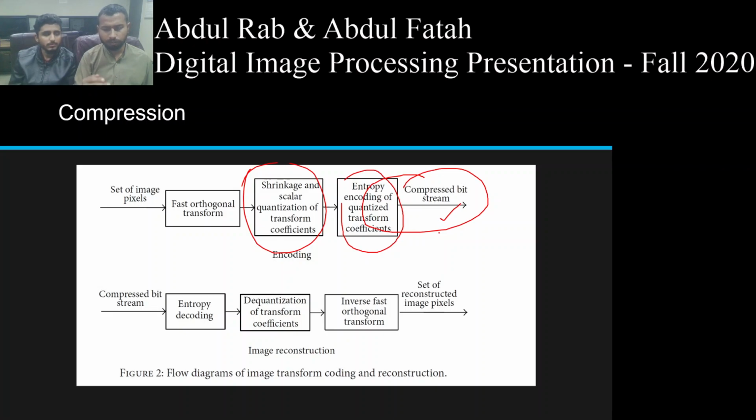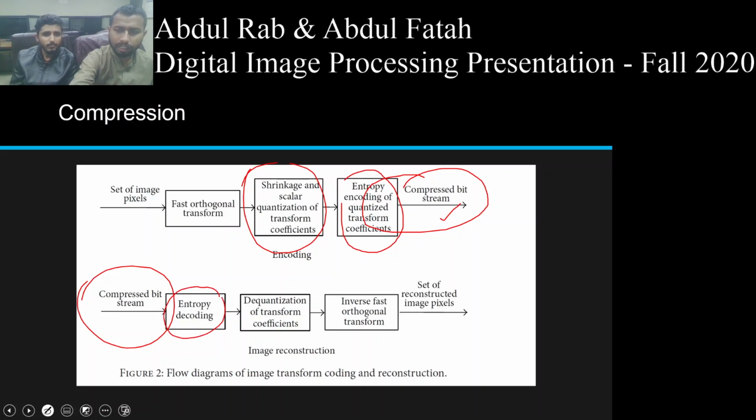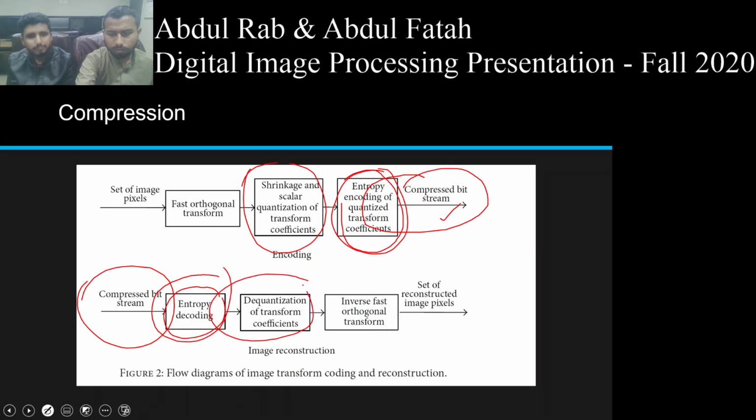Now what will the next person do when he or she receives the image? They will have to perform the inverse operations. Now let's see the set of reconstructed image pixels. We will move from here, as I have circled here. The next person who receives it will start from here. He will receive a compressed bit stream. Now he will apply entropy decoding, because we had entropy encoded. Now dequantization of the transform coefficients, and then the inverse fast orthogonal transform.